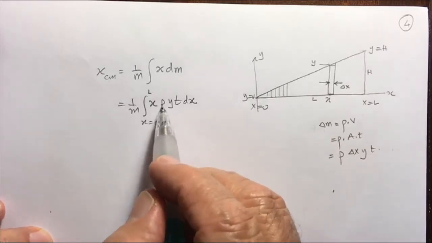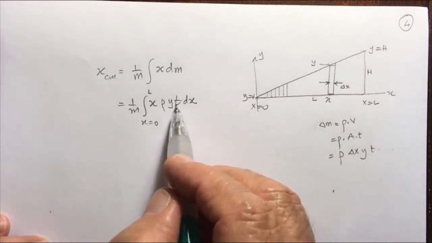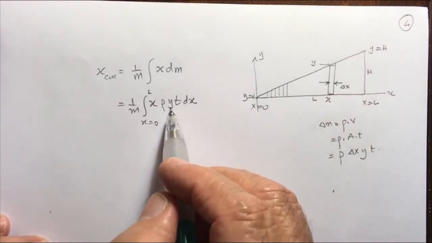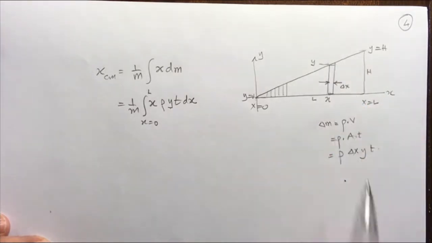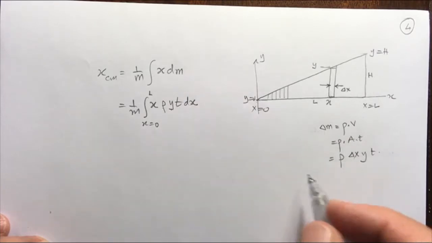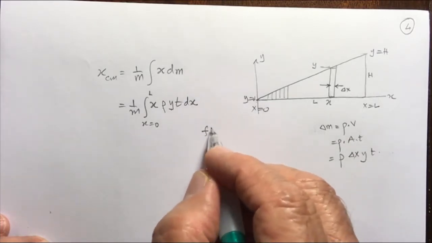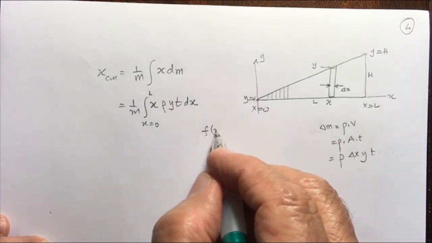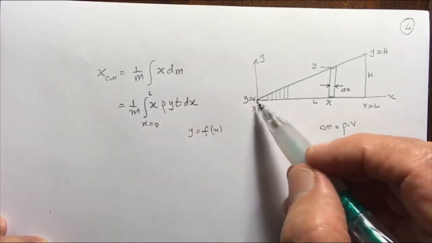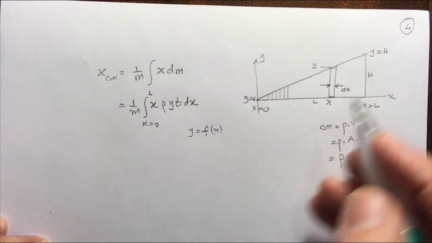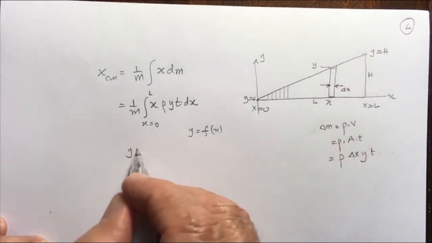But so now we can take out the rho, which is constant, and the t, but the y is not constant. The y keeps on changing as you go along. The x keeps getting bigger. So we need the y as a function of x, so that we can replace it over here.